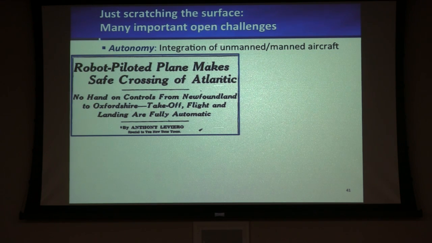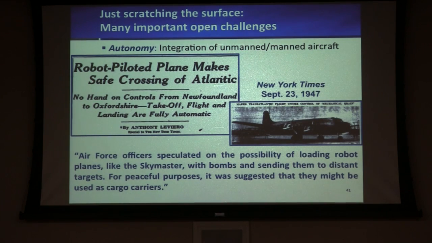So the question for you guys is, when do we think this is a headline from? Looks old. It looks old, it's good. Yeah, I'm really good at Photoshop though. So this is from September 1947. So we've known how to fly one aircraft remotely piloted for almost 70 years.